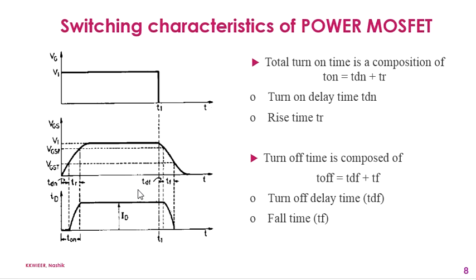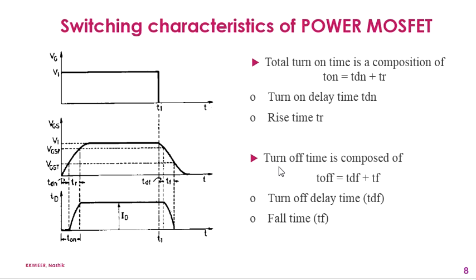So what we have understood is that in this turn on time, the voltage rises from 0 to VGSP, or VGST to VGSP, which is sufficient to drive this MOSFET to its on state. So during this TR, the drain current rises from 0 to its maximum value, that is the full value current ID.